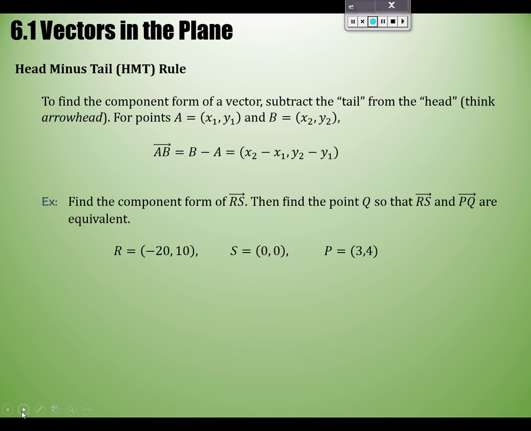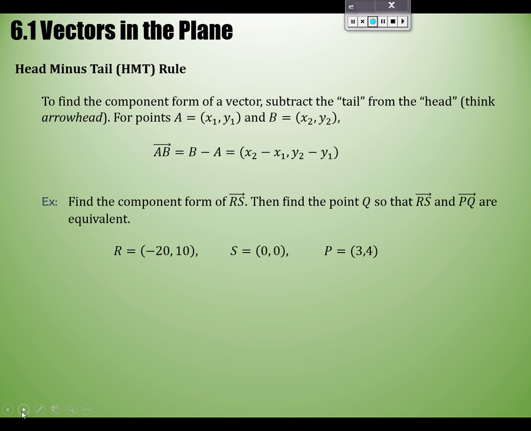Let's do some more vector work here. The first thing I might want to highlight is this kind of cute head minus tail rule. So we kind of talk about vectors in the abstract, but how would we actually think about one between two points in space? How would we actually create a vector between two points?